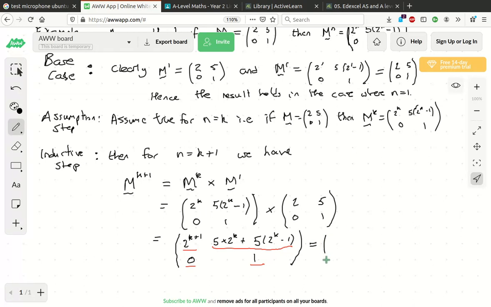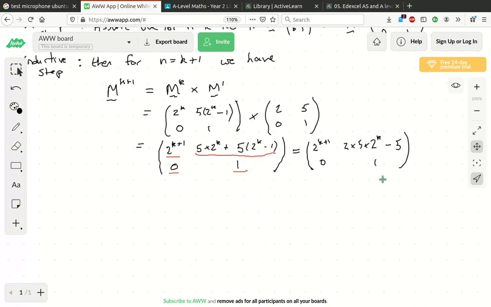Clearly I've got what I want in there, but it's really just that second element in question. 5 times 2 to the k plus 5 times 2 to the k. Well, I suppose you could say that's 10 times 2 to the k, but can you see that is 2 lots of 5 times 2 to the k? And this is where the answer is going to come in. And then we've also got a minus 5 on the end, and then 0 and 1. And can you see that that is the same as exactly what we're looking for?